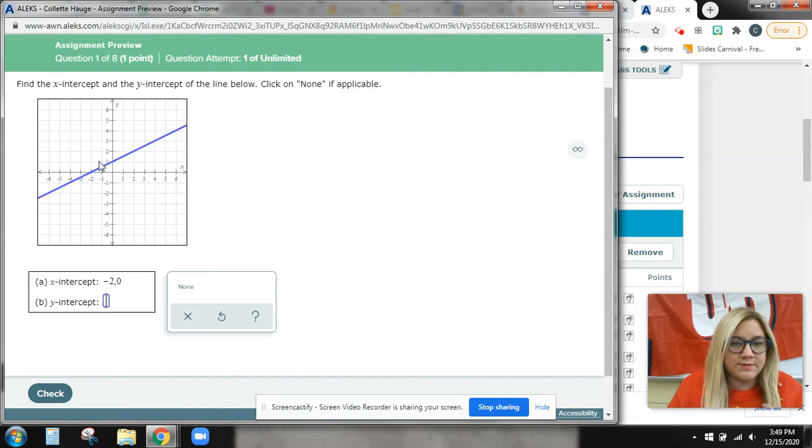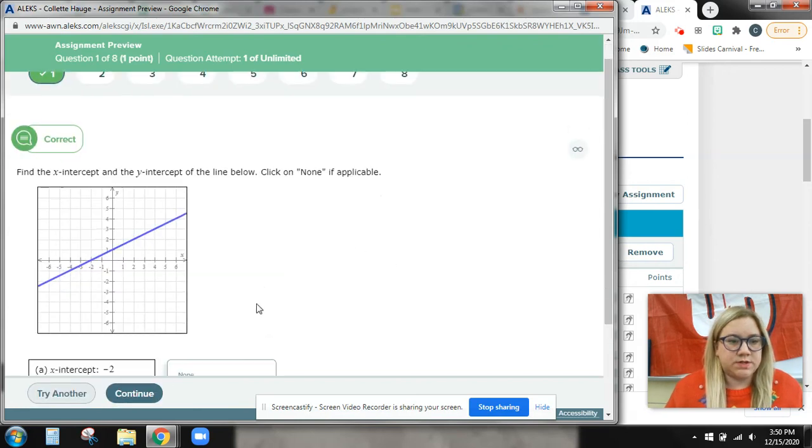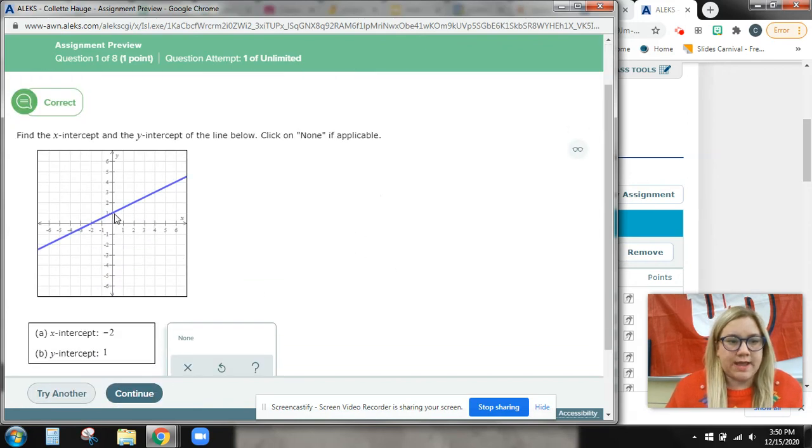And then the y-intercept, here's the y-axis. The y-intercept is 0, 1. And then you press check. So it doesn't want commas. Okay, let's take those out. There we go. So it just wants the y-intercept is 1, the x-intercept is -2.